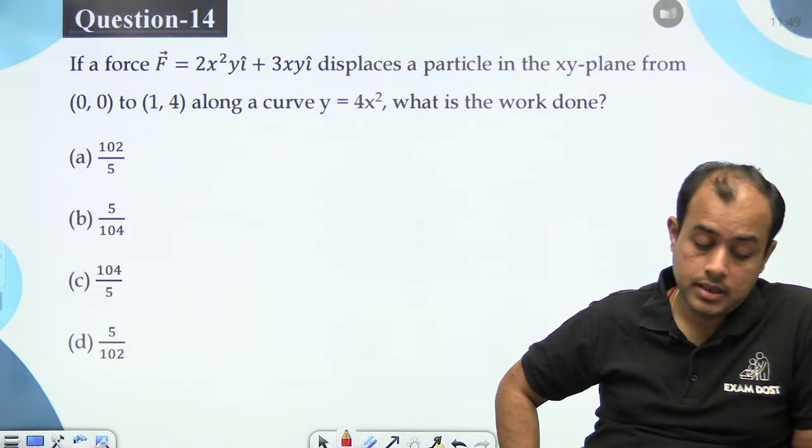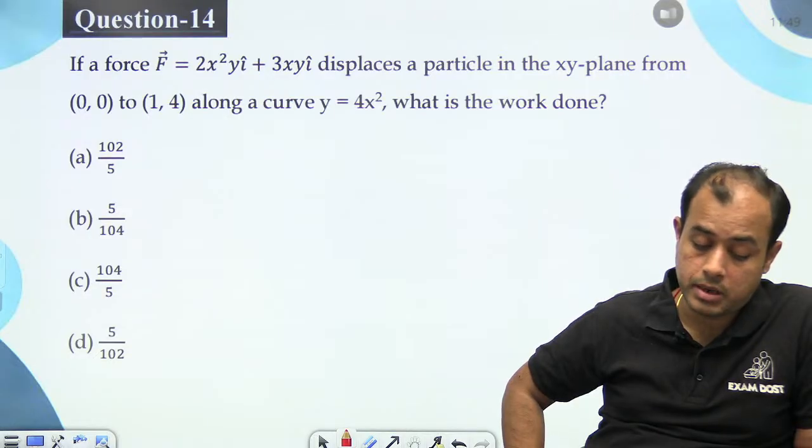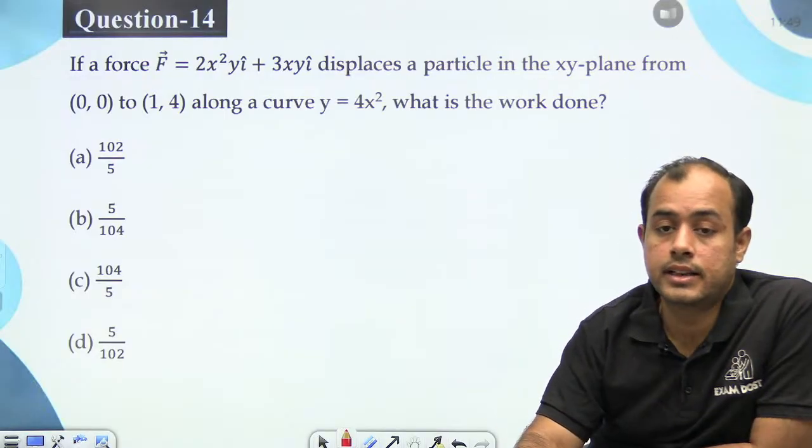चलो ये देखो. If a force F vector displaces a particle in xy plane from 0, 0 to 1, 4 along the curve, what is the work done? करिए.